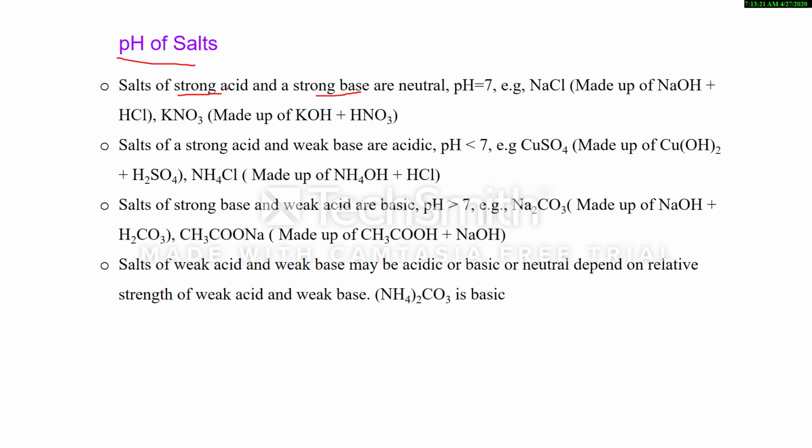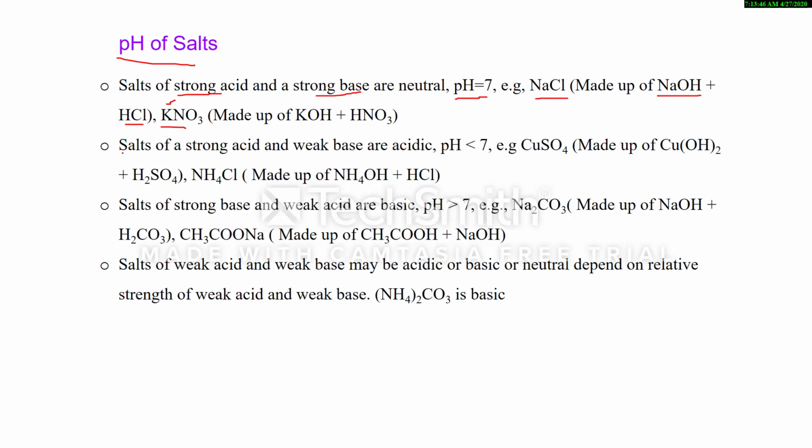Is it clear? Salts of strong acid and strong base are neutral. For example, sodium chloride, NaCl. This is made up of NaOH and HCl. Both are strong. That's why this is neutral, and pH is 7. KNO3. This is made up of potassium hydroxide and HNO3, and both are strong.